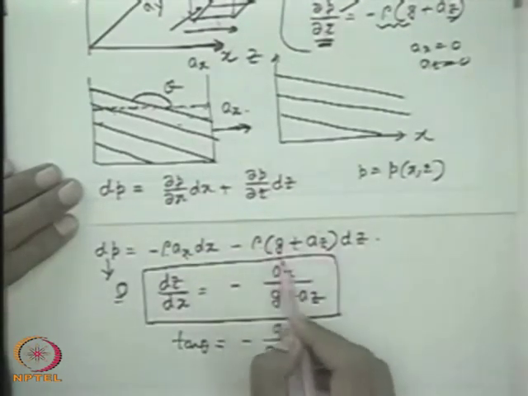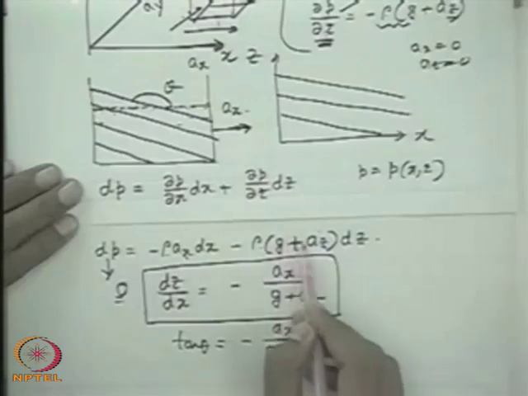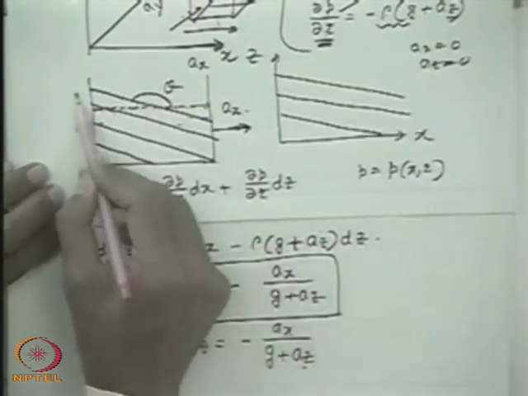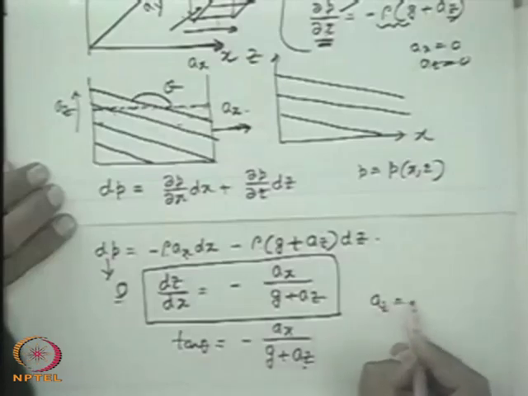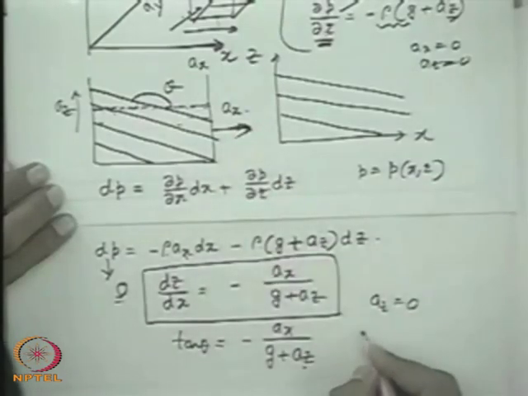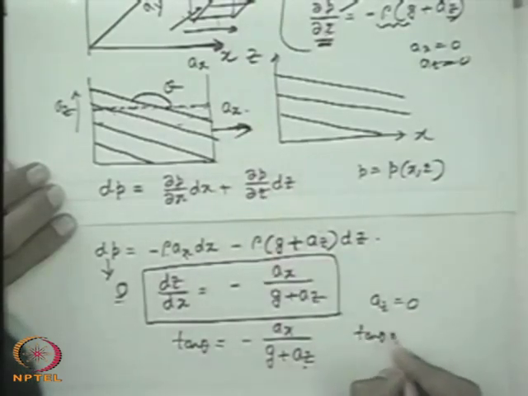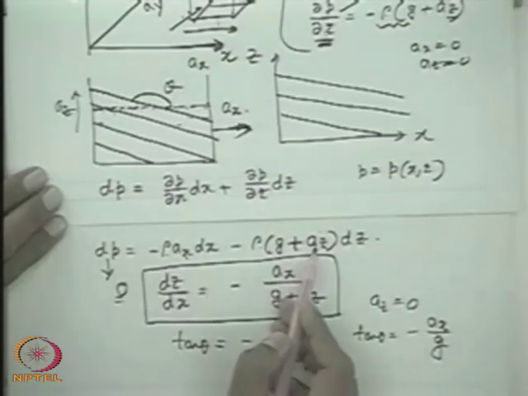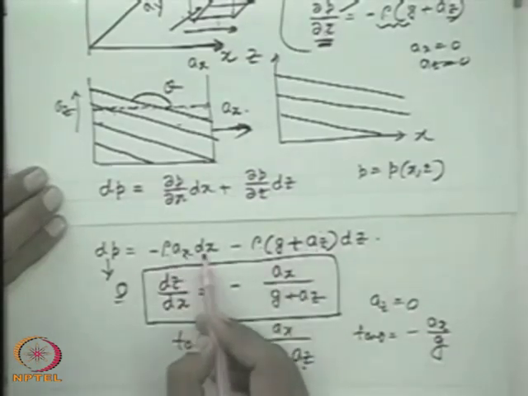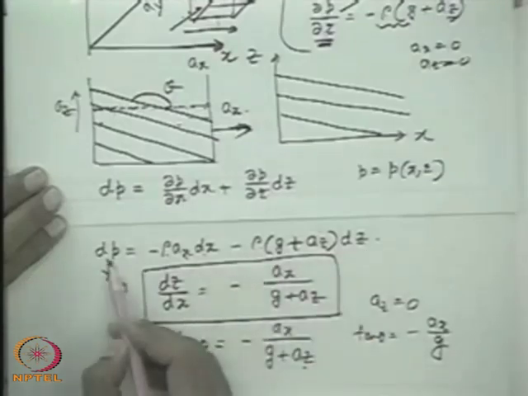That means as if g is increased by an amount g plus az, where az is the acceleration in the vertical direction. But if there is no acceleration in the vertical direction, az is 0, only in the horizontal direction, then tan theta is equal to minus ax by g. In that case, az is 0. That means rho ax dx minus rho g dz is equal to dp.